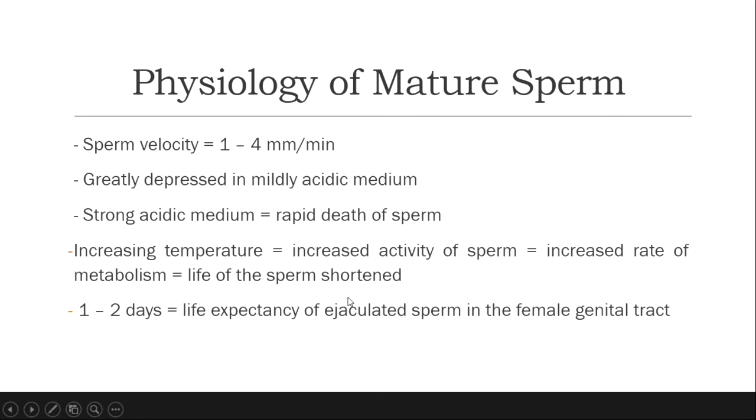Ganun. Okay? So 1 to 2 days is the life expectancy of ejaculated sperm in the female genital tract. So ibig sabihin, after the coitus, usually yung sperm na nandun it can live up to 1 to 2 days only. Okay? So it is important in fertilization kasi na dapat yung proper timing na tinatawag natin. So during the ovulation kasi, 'di ba, less than 24 hours lang lumalabas yung ovum natin.